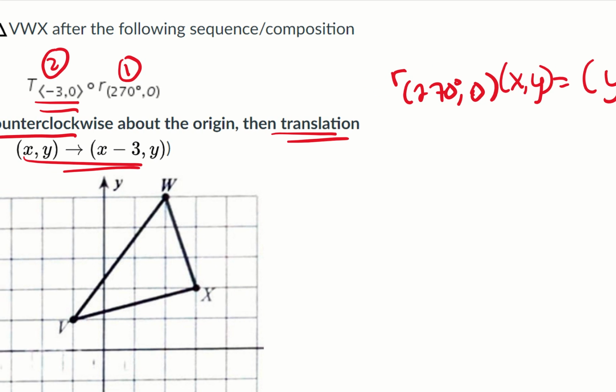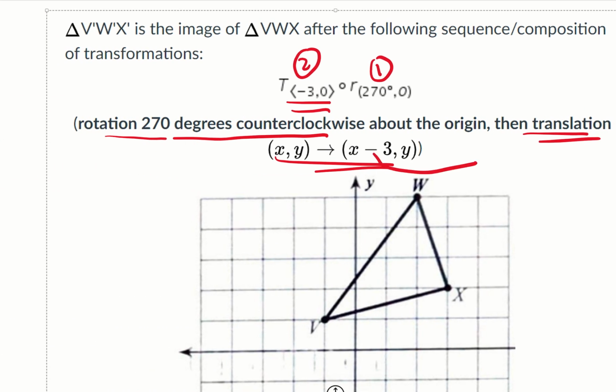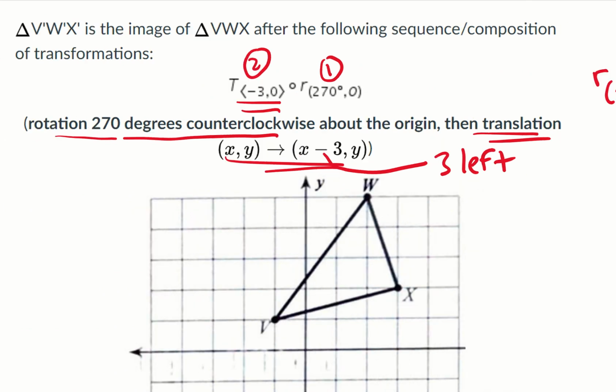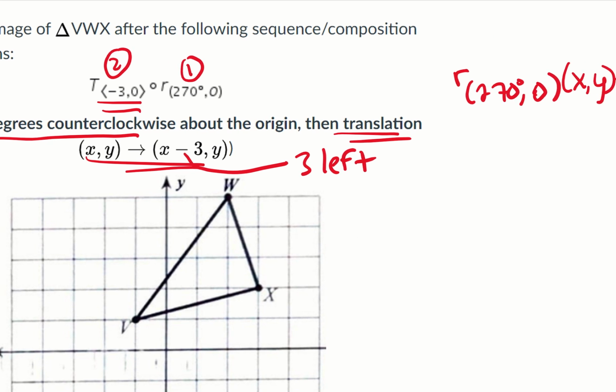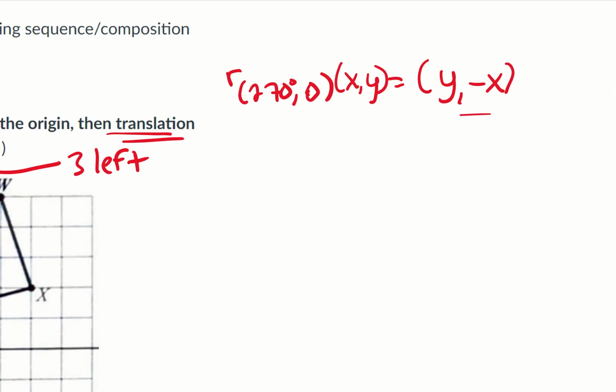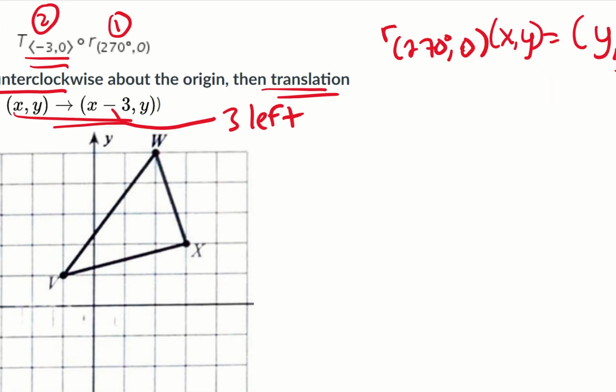And then the rule for the translation, this is saying that you're going 3 to the left. So you have to know that. The minus means you're going left. Positive means you're going right. And then positive for y means you're going up. Negative for y means you're going down. So here this is negative for x. We're subtracting. Okay, so we're going to do this rule, and then we're going to go 3 left. So let's go ahead and do that for v first, and then w and x. So v is negative 1, positive 1.